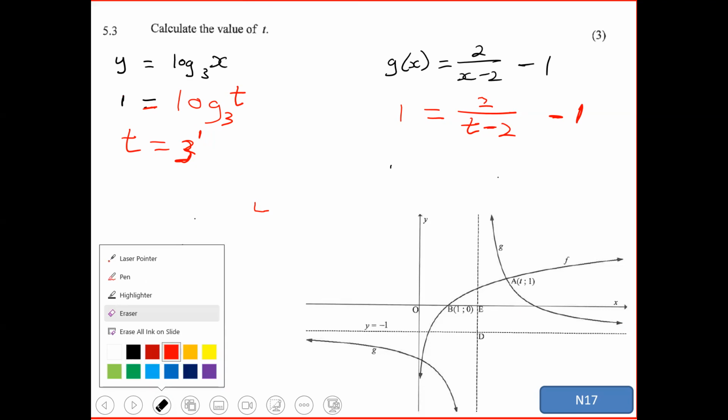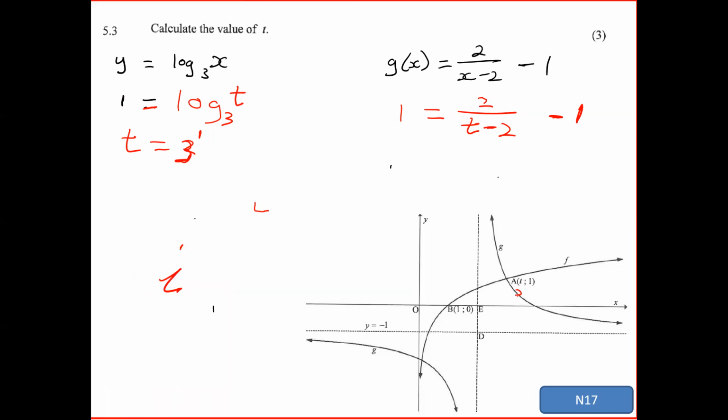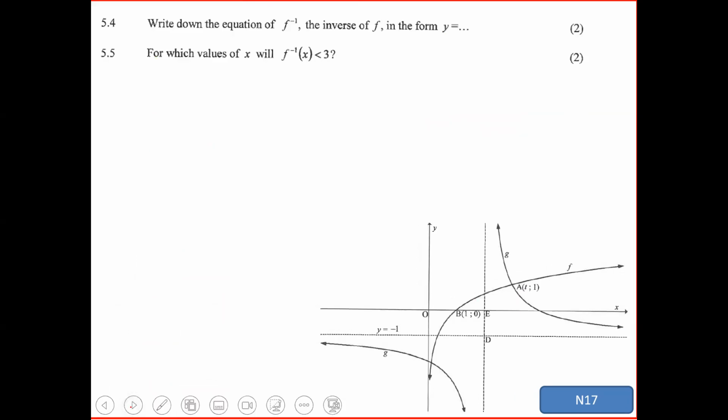And let's write down and make a note right there that t is 3. Okay, let's go on to the next question. It says write down the inverse of f. I think we did enough inverse questions, am I right? So we can skip that. Oh, but we need it for 5.5. So let's quickly do the inverse of f.